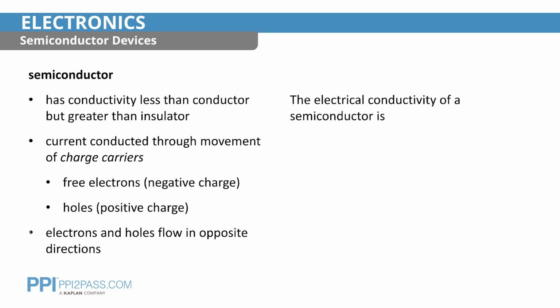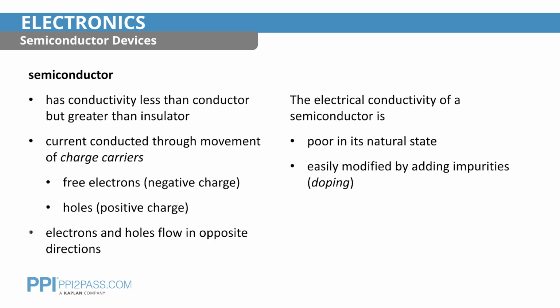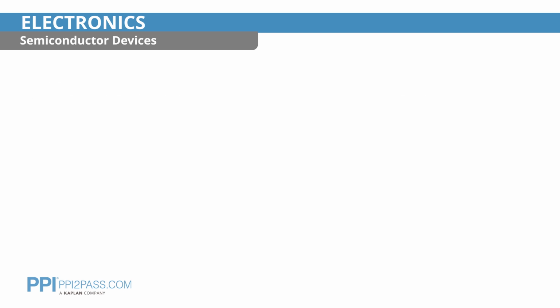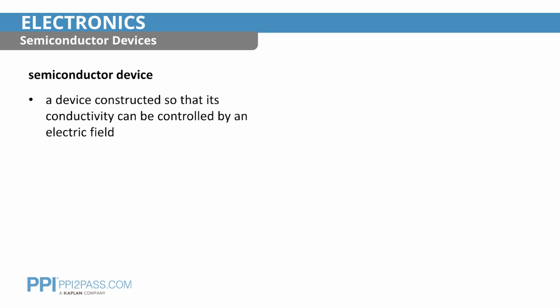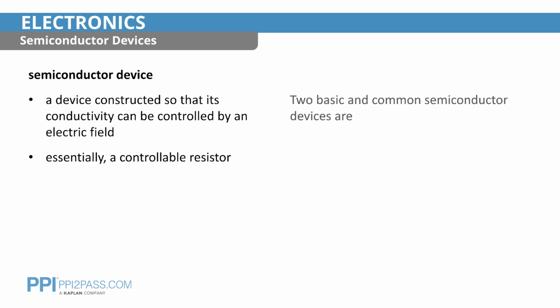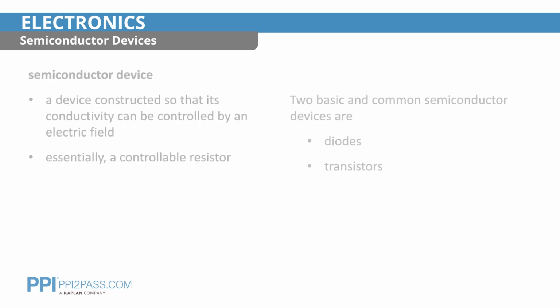The electrical conductivity of a semiconductor is poor in its natural state, but easily modified by adding impurities, known as doping. It's easily controlled by applying an electric field. A semiconductor device is a device constructed so that its conductivity can be controlled by an electric field, essentially a controllable resistor. Two basic and common semiconductor devices are diodes and transistors.